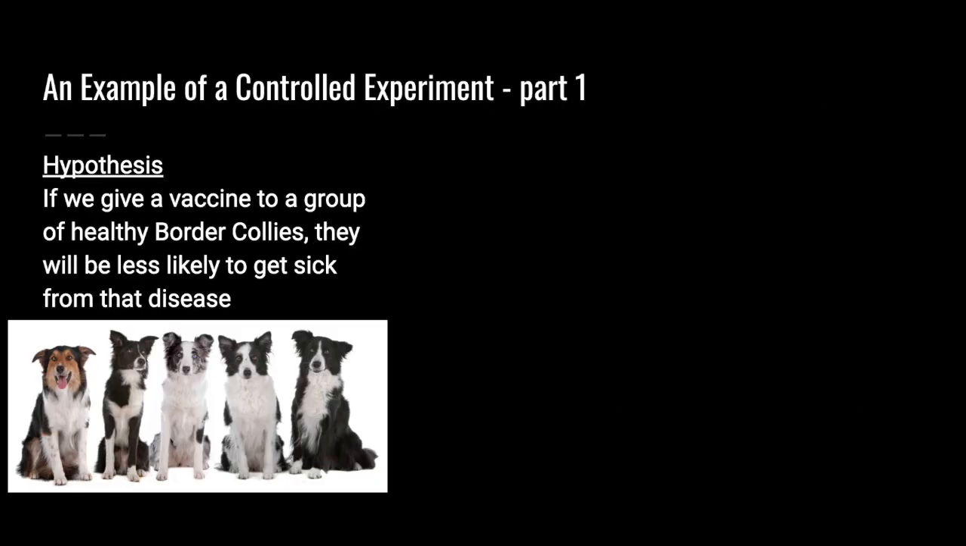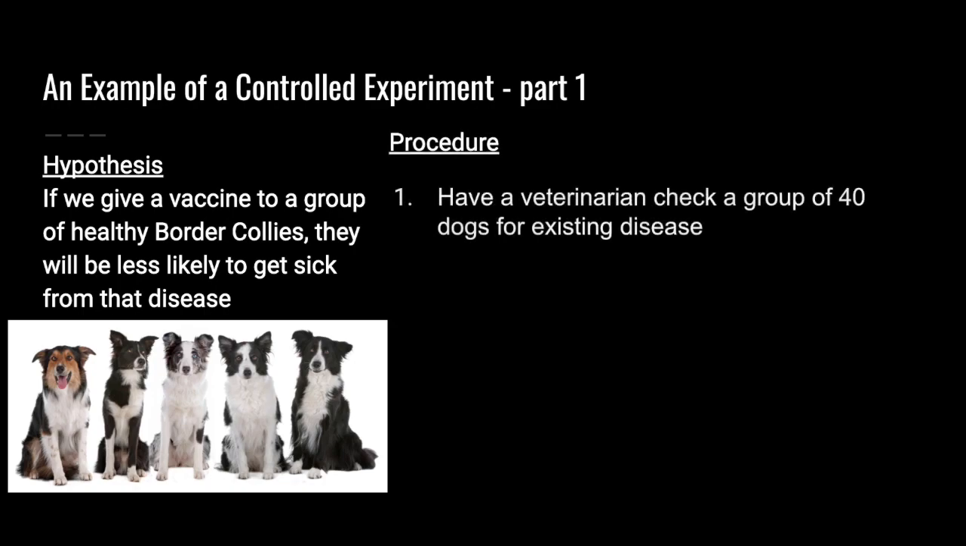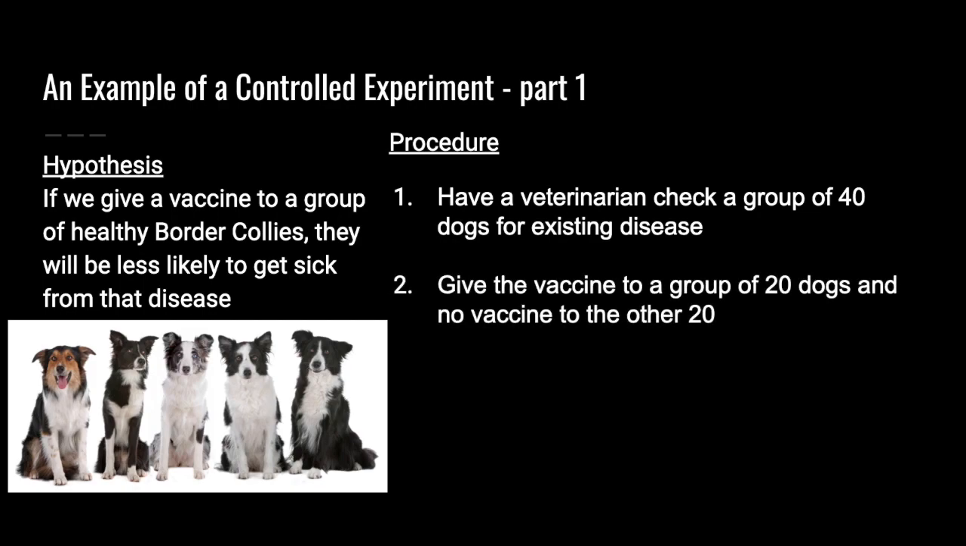In our example of a controlled experiment, our hypothesis is: if we give a vaccine to a group of healthy border collies, they will be less likely to get sick from that disease. This is our procedure. You're going to have a veterinarian check a group of 40 dogs for existing disease. You want to make sure that none of the dogs you are testing already have some underlying problem. So we also have a large group, 40 dogs. You're going to give the vaccine to a group of 20 dogs and no vaccine to the other 20. You're giving half of your sample the vaccine and the other half no vaccine, so that you can test the 2 against each other.